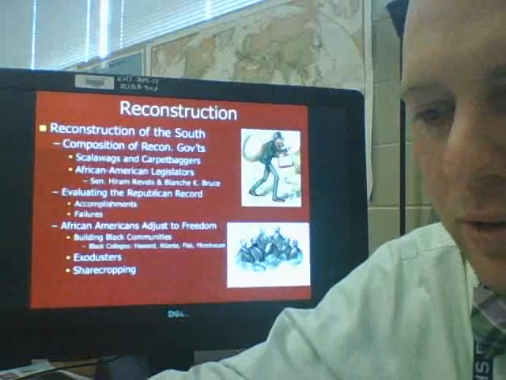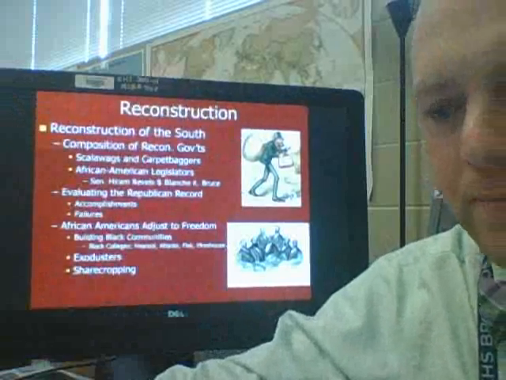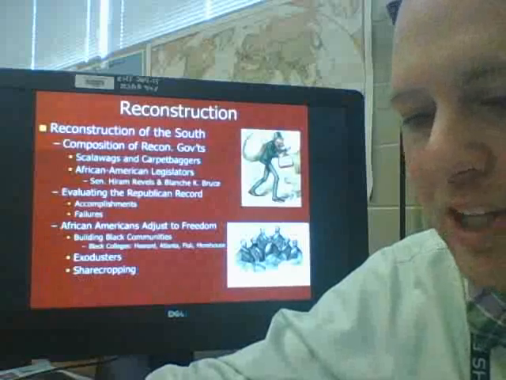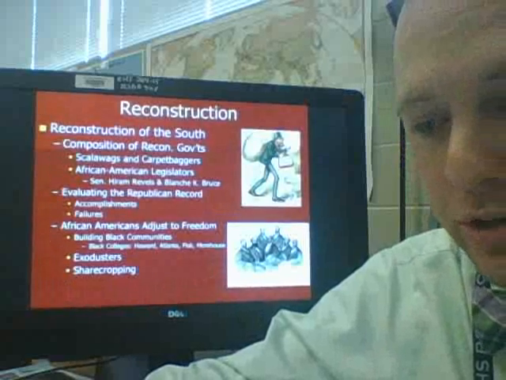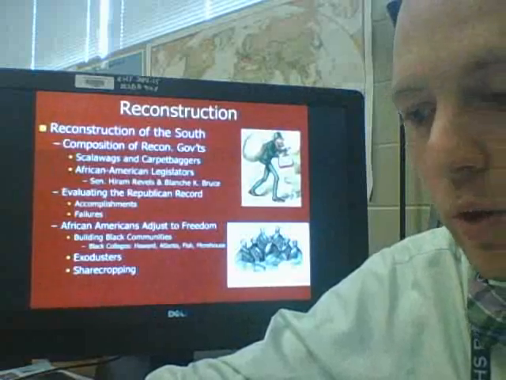All right, so the first thing we look at is the composition of the Reconstruction governments. The first thing on the slide is the composition of Reconstruction governments. In each Republican government, whites were the majority of the legislature, but there were some freedmen included as well as people from the North.